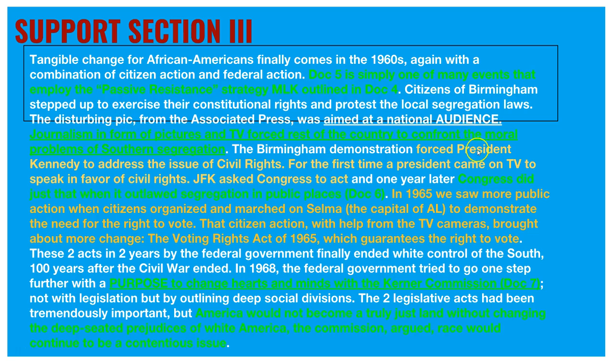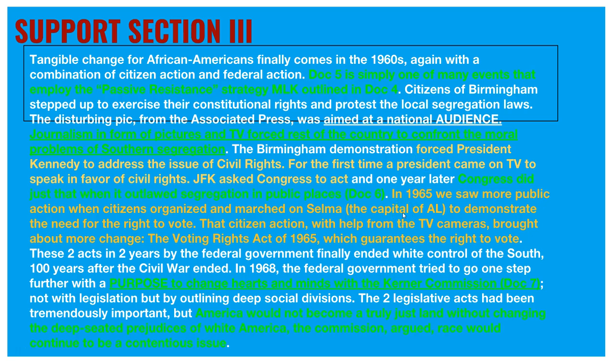And then here's more CK, where this forces President Kennedy to address the issue of civil rights. And so for the first time a president came on TV to do this, and he asked Congress to act. And then here's more green, as document 6 is evidence. I'm using parentheses to cite it. Other times I've put it right into the sentence. And then I'm going to go back to use some more CK. So I have 2 pieces of CK here. One is here, and one is here.